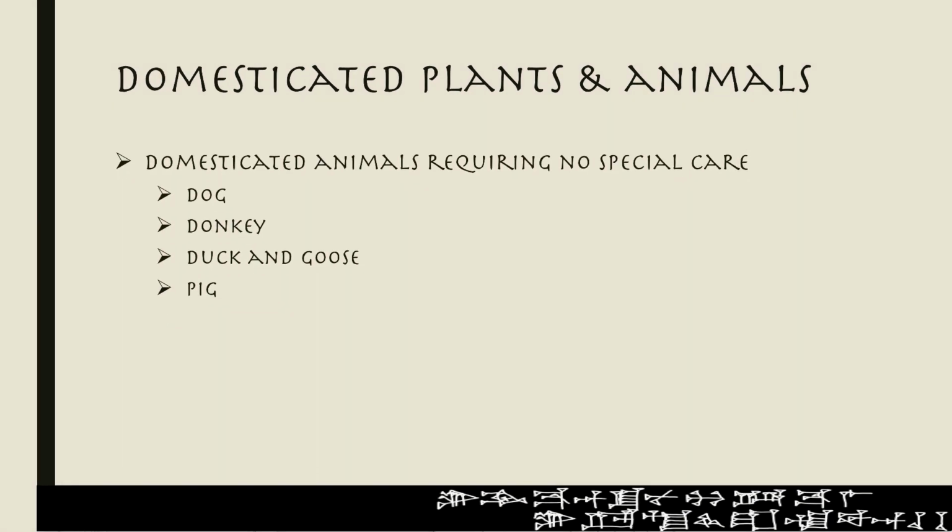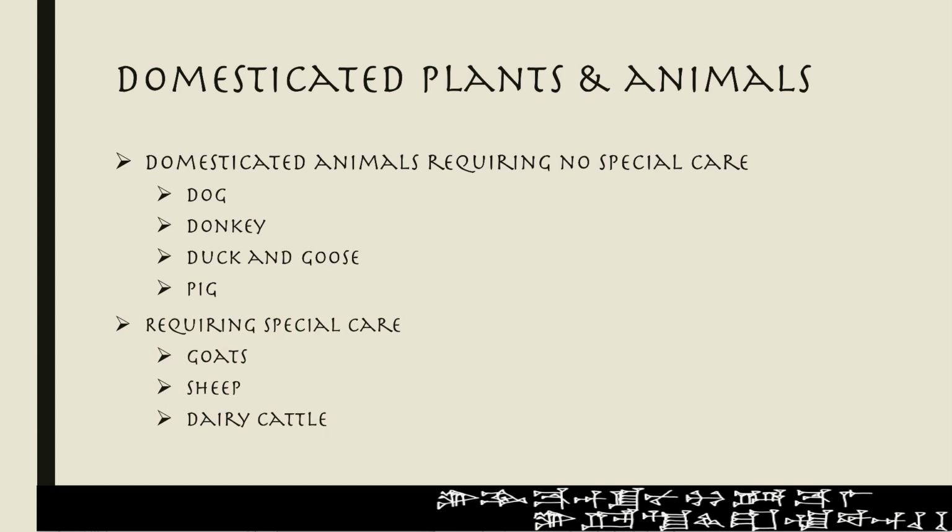The domesticated animals that required no special care in the region were those like the dog, the donkey, the duck and the goose, and the pig. Of course, those animals that required special care, particularly for their products, were goats, sheep, and dairy cattle.